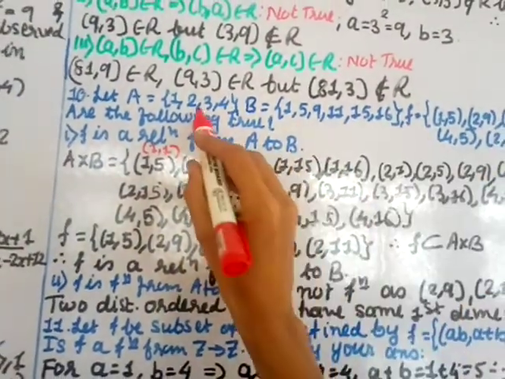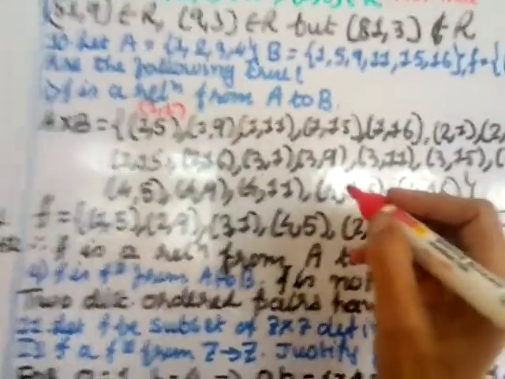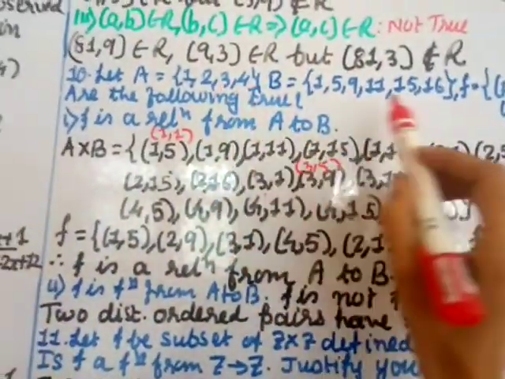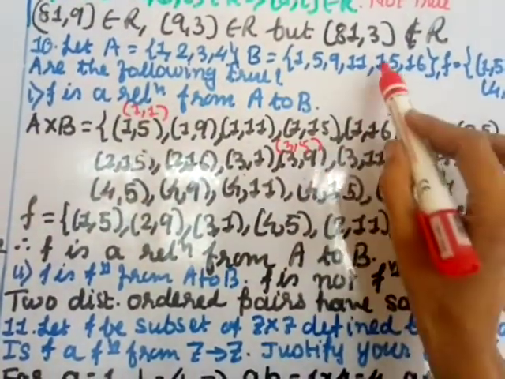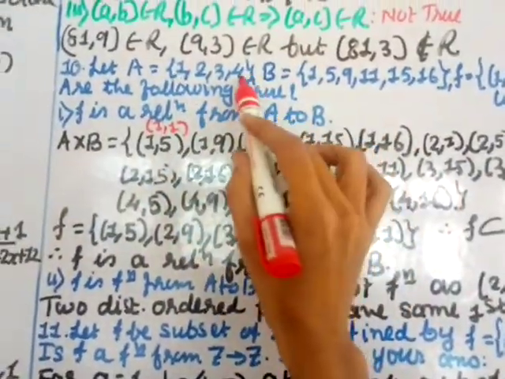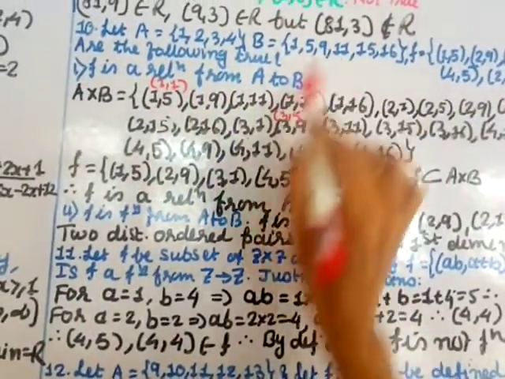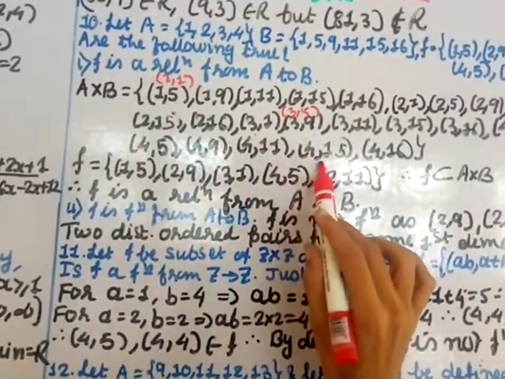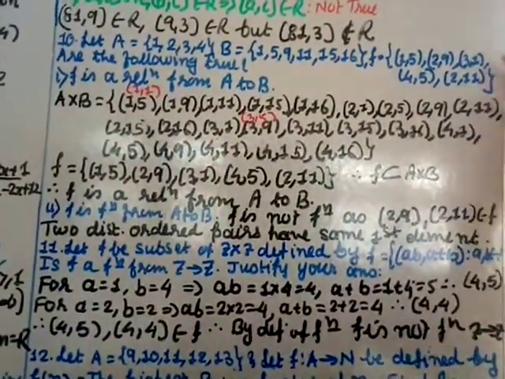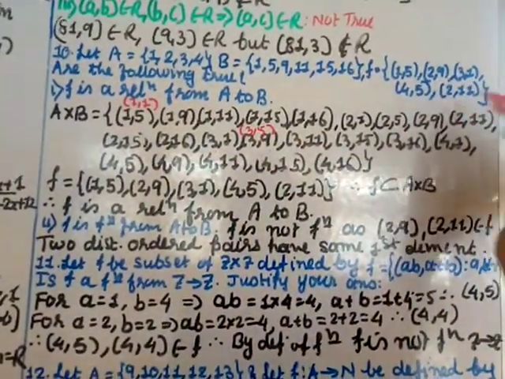Now no more, so go with 3: (3, 1), (3, 5). I think I have missed these too, so let us write (3, 5). Then (3, 9), (3, 11), (3, 15), (3, 16). Then go to 4: (4, 1), then (4, 5), (4, 9), (4, 11), (4, 15), and (4, 16). Now we have to check that all the elements of F are part of this A cross B. So let us check it.